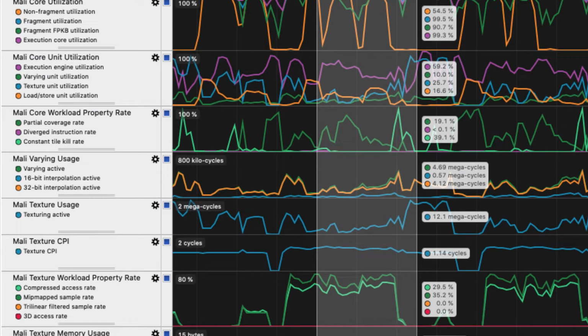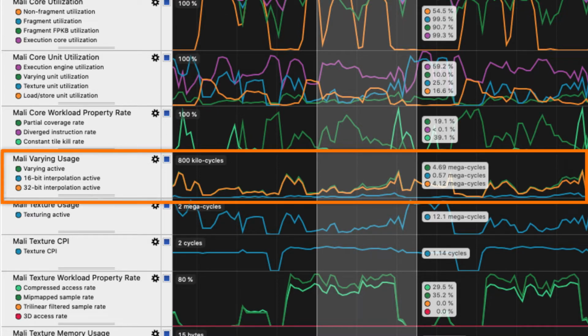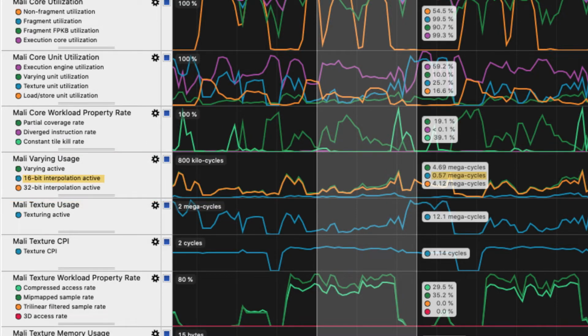Through the Performance Advisor report, we learned that our shaders were too computationally expensive and that we could benefit from reducing the precision. In Streamline, we can use the Mali varying usage chart to see the number of cycles where 16-bit medium precision or 32-bit high precision interpolation is active. Here we can see that 32-bit interpolation is used in most cycles. 16-bit variables interpolate twice as fast as 32-bit variables and use half the space in shader registers to store interpolation results. So it's recommended to use mediump 16-bit varying inputs to fragment shaders whenever possible.